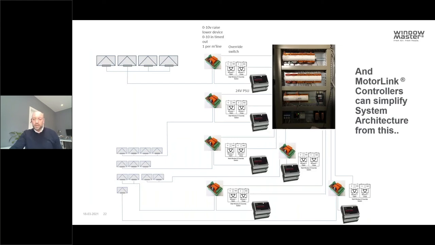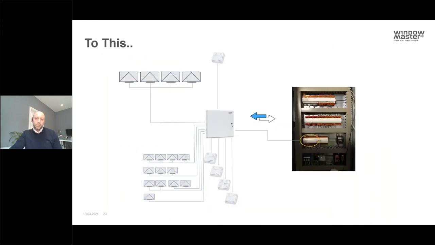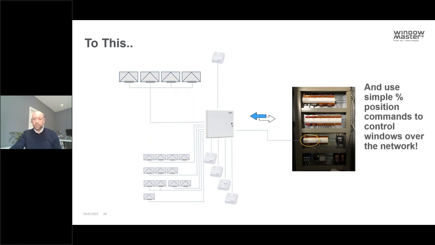And if you would imagine that then that controller can simplify the system architecture from the traditional arrangement that we took a look at a moment ago, something as simple as this. So you've got a number of banks of windows which are wired directly into the controller, keypads, override keypads directly into the controller, and that controller then sits on the BMS network and uses simple percentage position commands to control the groups of windows over the network.